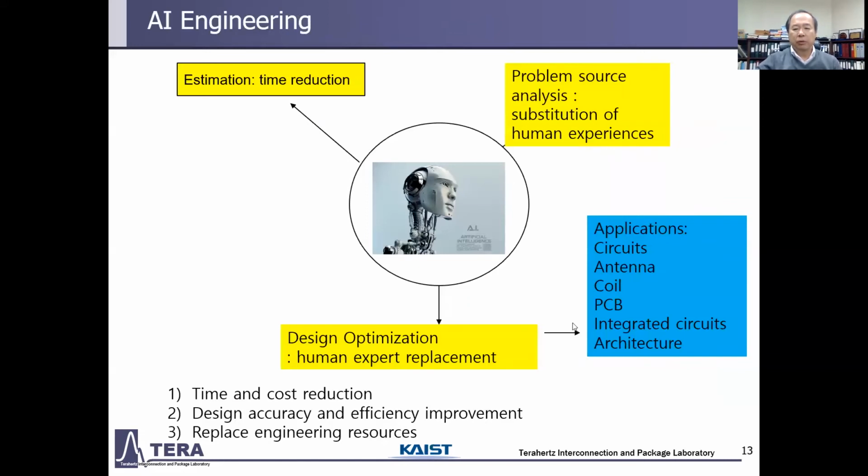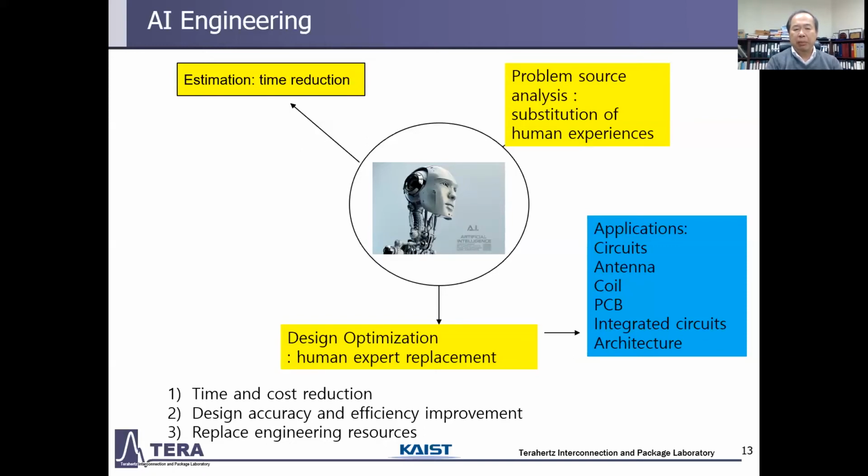Now let's move on to the next session. I would like to talk about what could be the next direction. One possibility is that AI will replace our engineering work. This kind of work is called AI engineering.